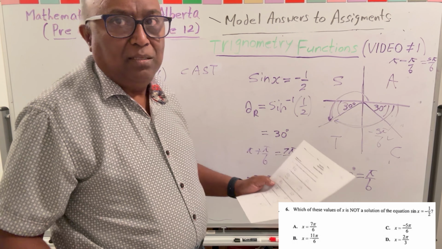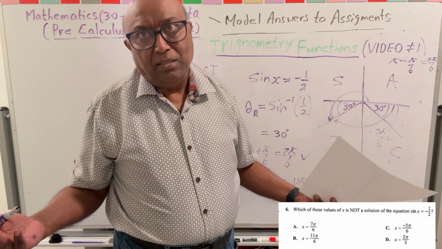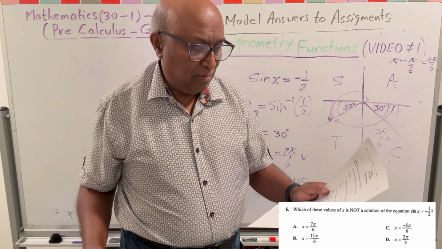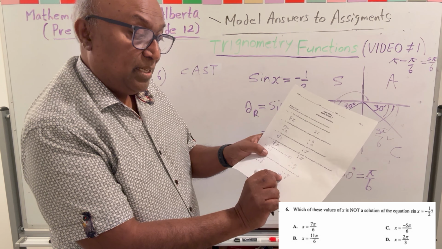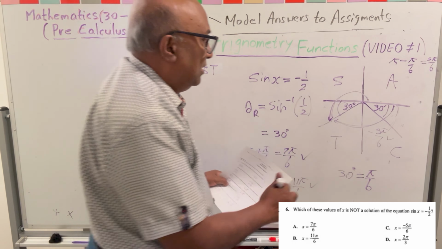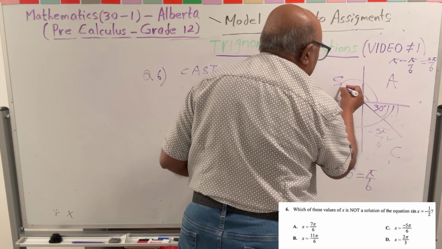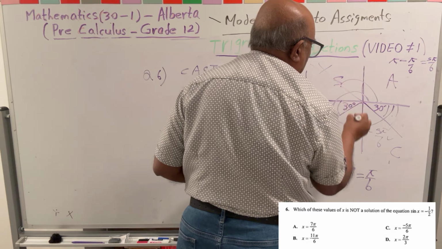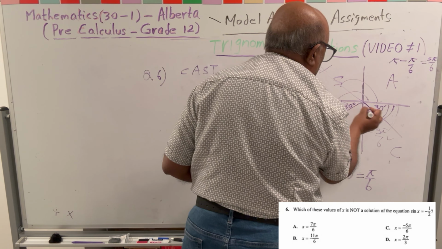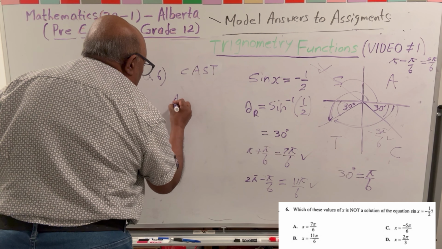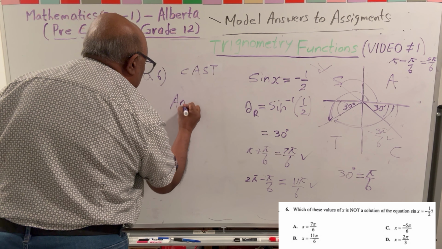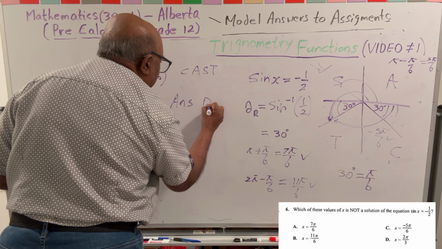What about D? Actually, definitely D should be not. But in order to verify, we can check this. Is it 2 pi by 3? 2 pi by 3 is located here. This is not the answer. This does not match with this. Okay. The correct answer is D. The not-a-solution answer is answer number D.